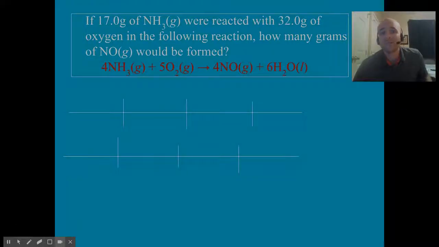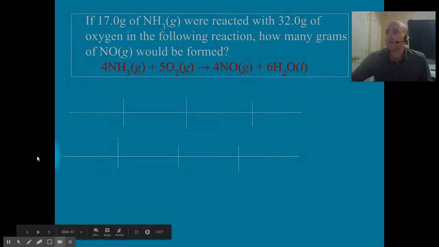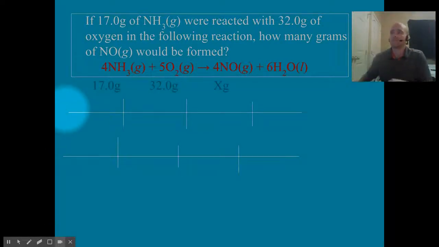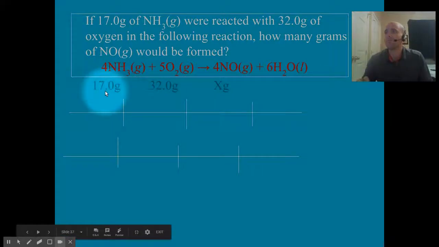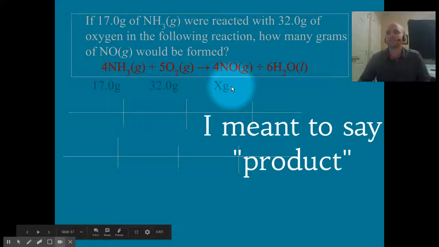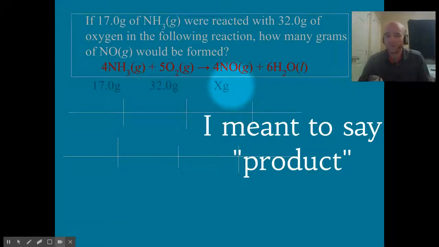Here's an example in which I will not cheat, and I will show you all the steps. Go ahead and pause and read this question. Remember your tip. Go ahead and write down the amounts that are already listed. Since it gave us 17 grams of ammonia and 32 grams of oxygen, our unknown is going to be our product now.